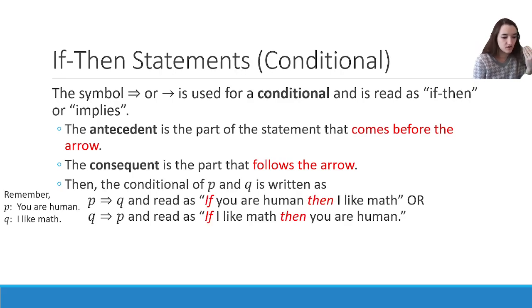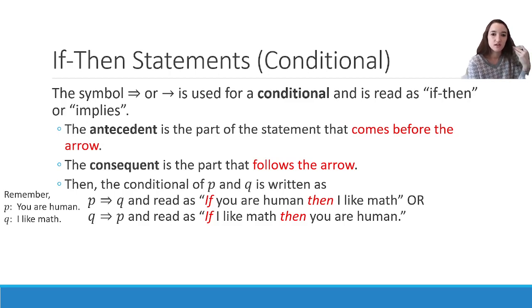The conditional of P and Q, which remember, P was you are human, Q is I like math from my original examples, would be P arrow Q is if you are human, then I like math. Q arrow P is if I like math, then you are human. Notice those have two completely different meanings, right? Yes, they are pretty much nonsense, but regardless of the nonsensicalness of the statements themselves, they would mean something different. It matters which statement comes first in an if-then statement.